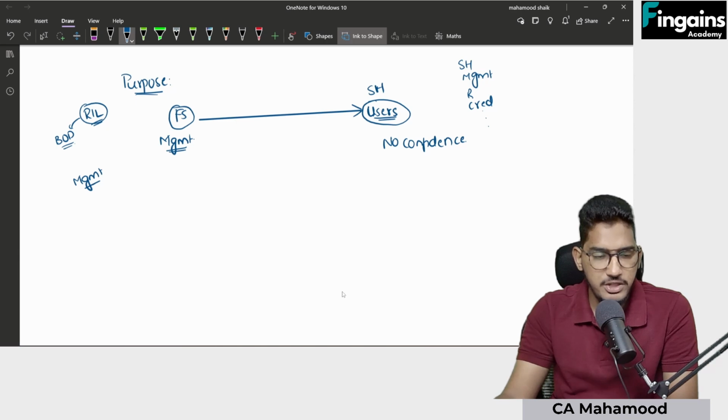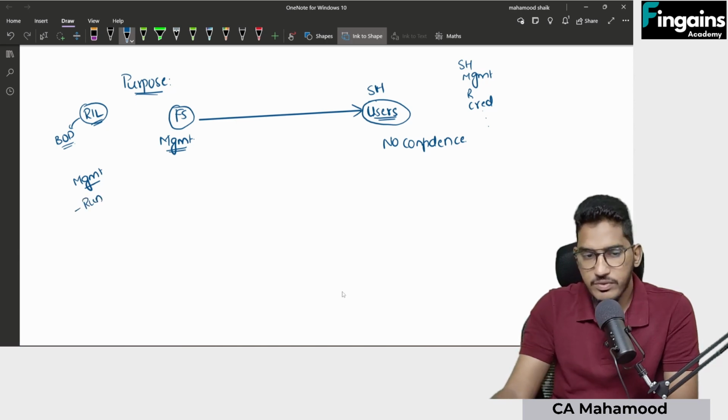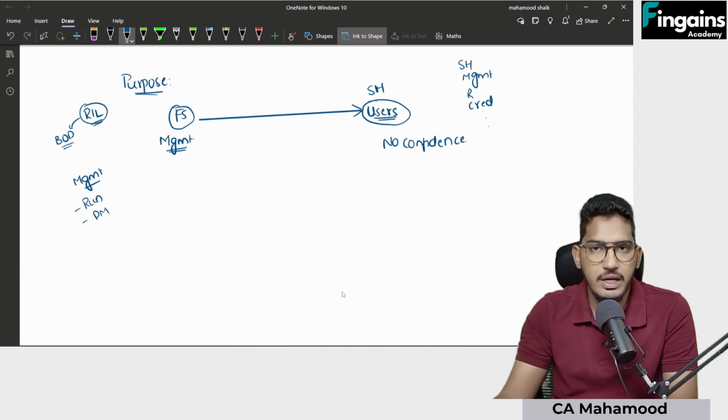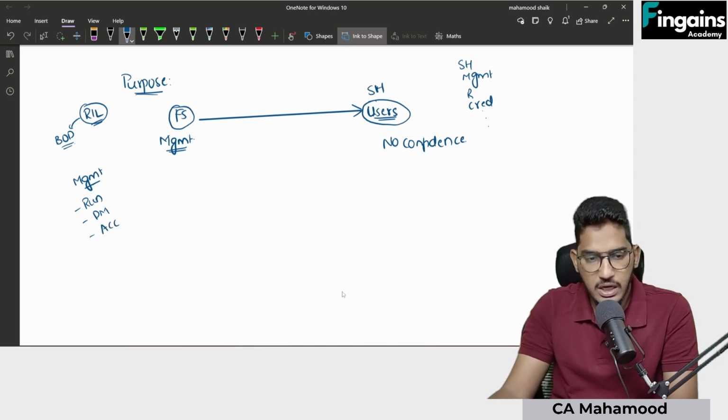What will be the functions of the management? They run the business. They do decision making, day-to-day decisions they will take. They look after the accounting process. They prepare financial statements.